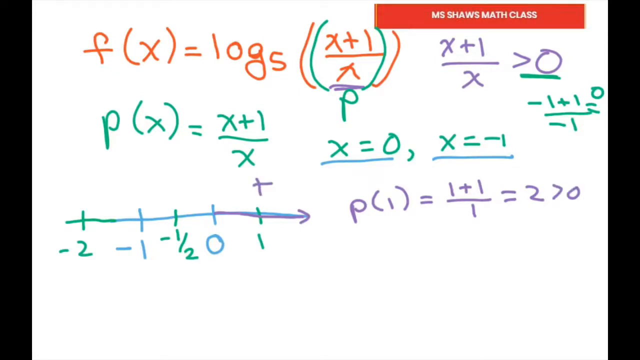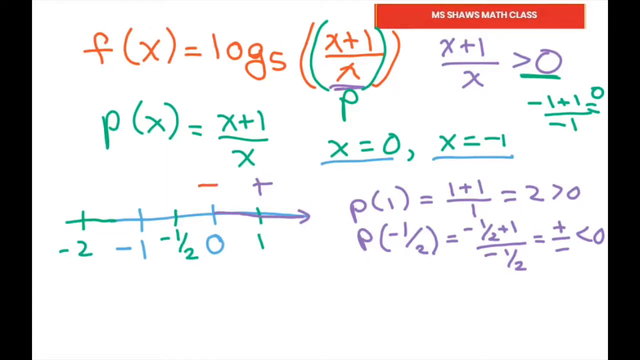If I plug in negative 1/2, I'm going to get p of negative 1/2 equals negative 1/2 plus 1 divided by negative 1/2. This is going to be a positive divided by a negative, which is going to be negative. So this part right here is negative, and the part that's negative is right in here.